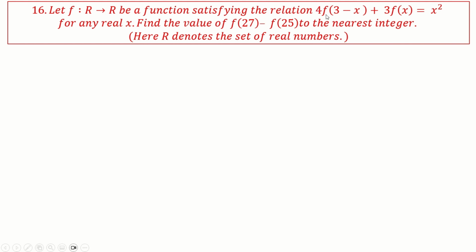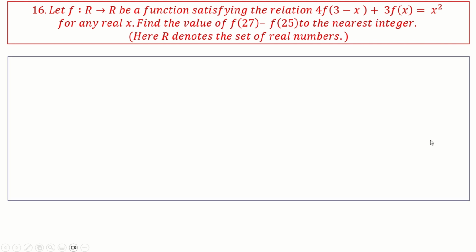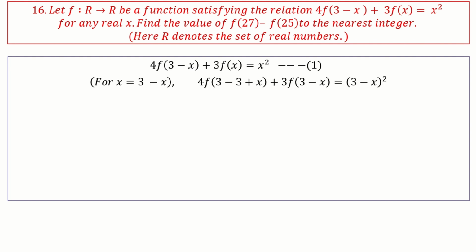By looking at this function relation here, we can think of eliminating f of 3 minus x. How do we do that? Let's see. First, this is the given equation. Now, if I substitute x equal to 3 minus x, it will become 4 times f of 3 minus 3 plus x plus 3 times f of 3 minus x equal to 3 minus x whole square.